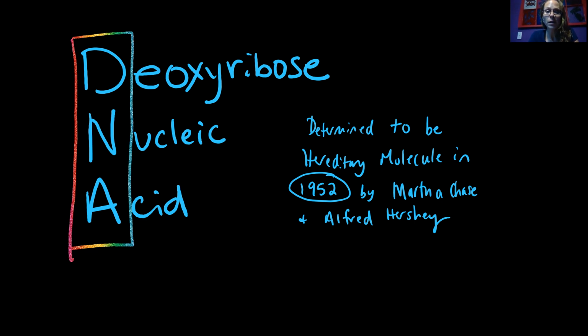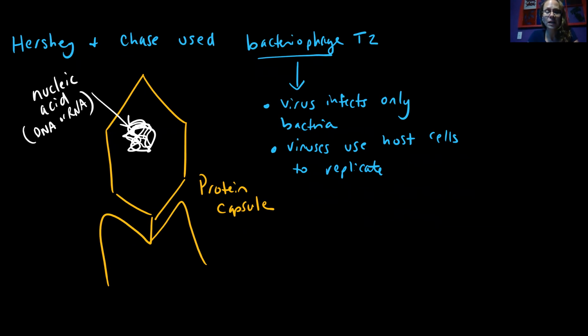Hershey and Chase are famous for their research that they did using a bacteriophage named T2. Now, a bacteriophage in general is a virus that infects bacteria. And we know viruses now consist of protein capsules, and then the nucleic acid is the molecule inside. And at the time, the question was, what component is actually the hereditary molecule? Is it the protein or is it the nucleic acid?